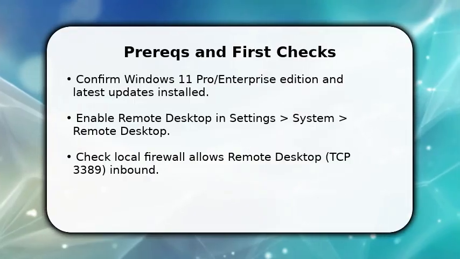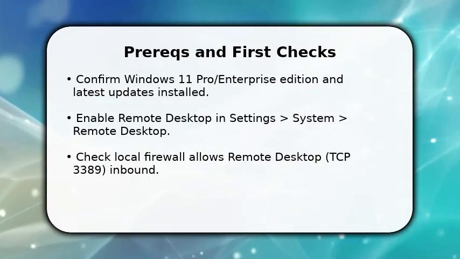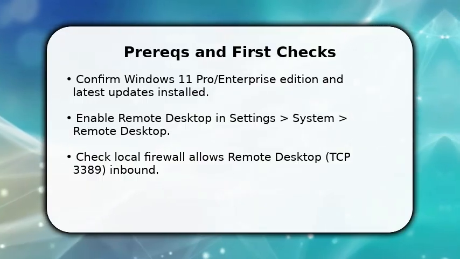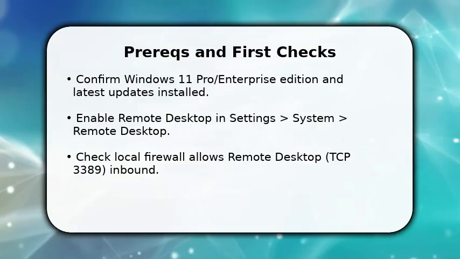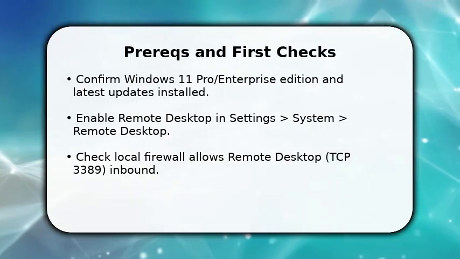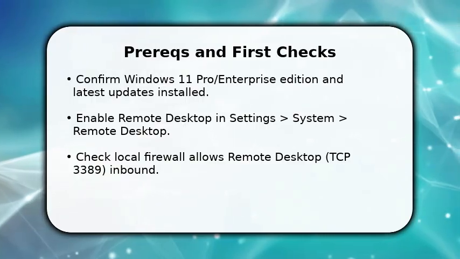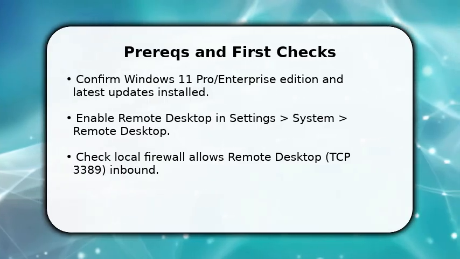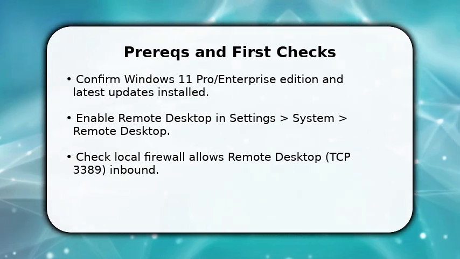You start by confirming the baseline. Make sure you're on Windows 11 Pro or Enterprise and that updates are current because Home lacks full RDP host support. Once done, enable Remote Desktop in Settings, System, Remote Desktop and note the PC name. Next, open Windows Defender Firewall and allow Remote Desktop, TCP 3389, inbound for private and public as needed. These steps let your machine accept connections and expose the key settings we'll troubleshoot next.